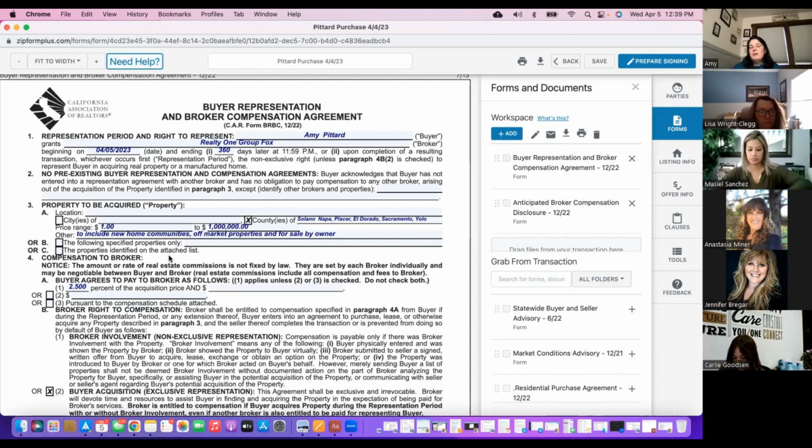Or, if you got a BRBC signed, you can let them know, and if they entered into contract on a new home community, you can submit this to the builder or get the information for the title company and submit it over and hold your buyers to paying you the commission.